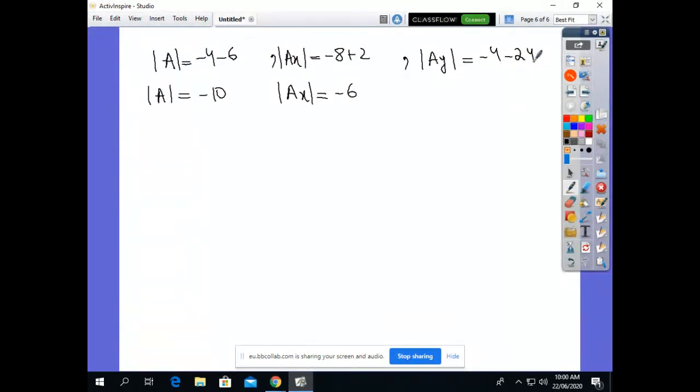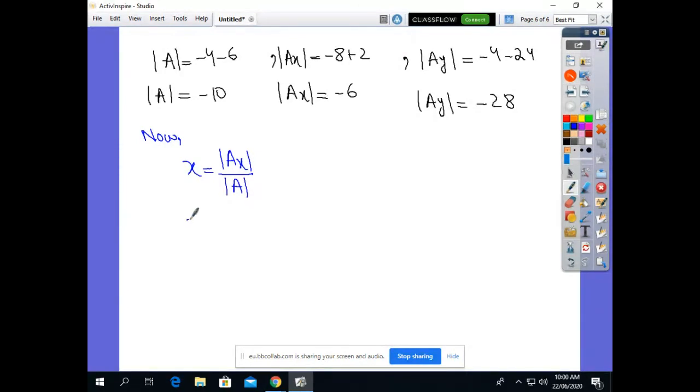-4, -24, that is, the determinant of AY becomes -28. Now we find the value of X and Y. How do we find the value of X? X is equal to the determinant of AX divided by the determinant of A, which is Cramer's rule.